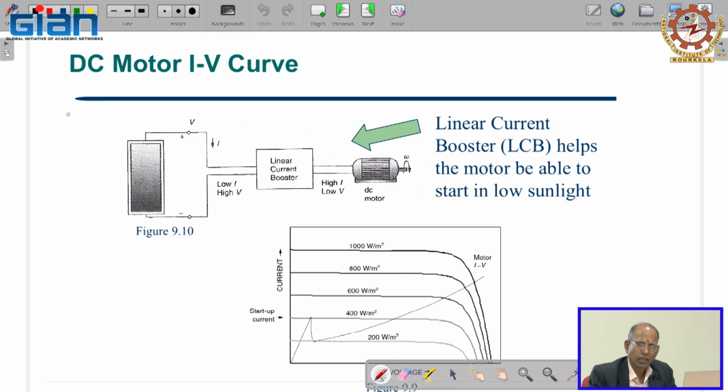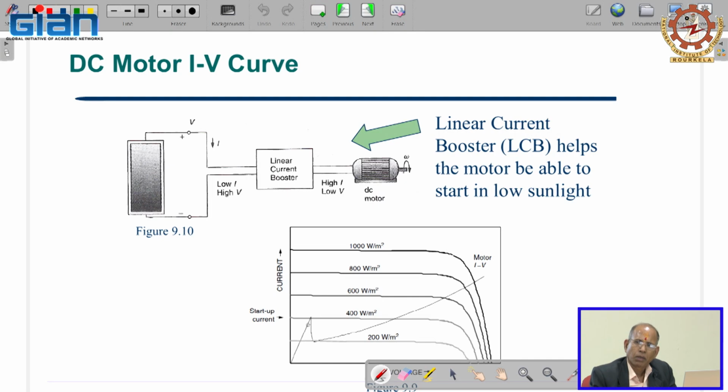For starting, it needs around 800 watt per meter square, you can see the starting current. So it needs an insolation level of the order of 400 watt per meter square. Say for example 400 watt per meter square will be generated around 10 AM in the morning.